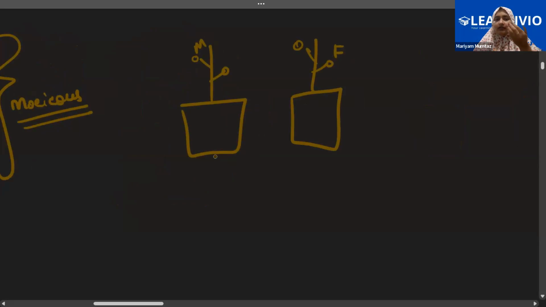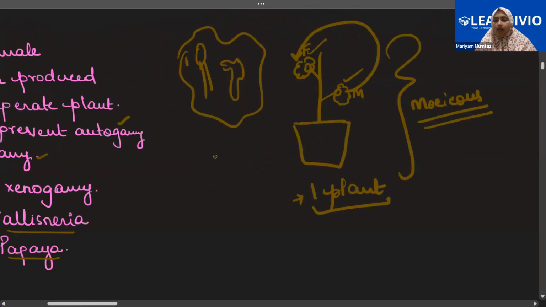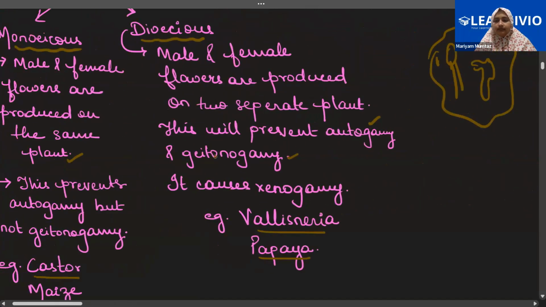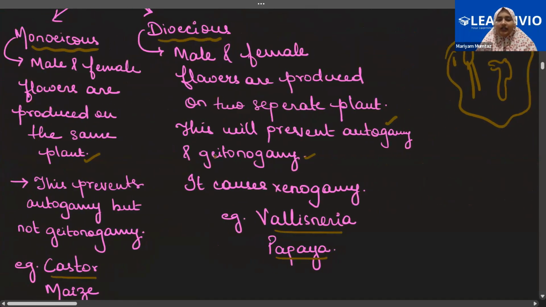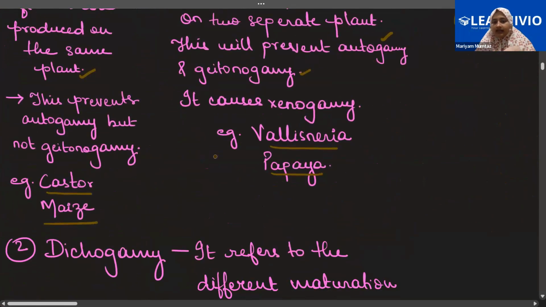Then coming here, now they have no other choice. The male can't transfer to male, right? It has to transfer to female. This is one plant, this is another plant. So this is the dioecious condition. It will prevent autogamy, and it will prevent geitonogamy as well. And what will it actually promote? Xenogamy. Xenogamy's other name is cross-pollination. So this is clear? Yes. And then these are the examples.